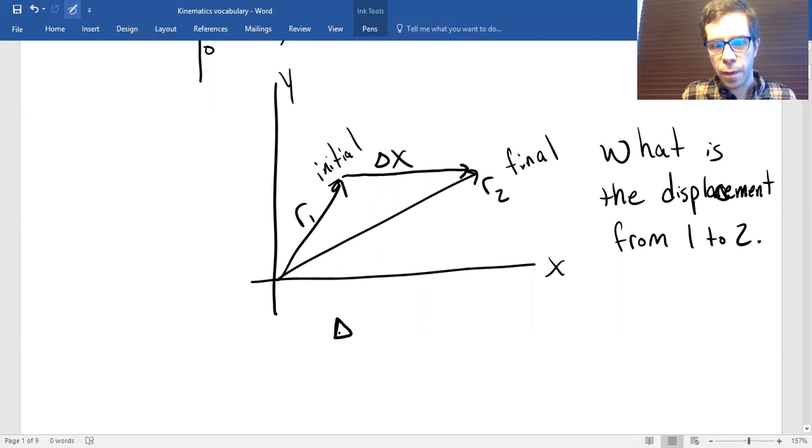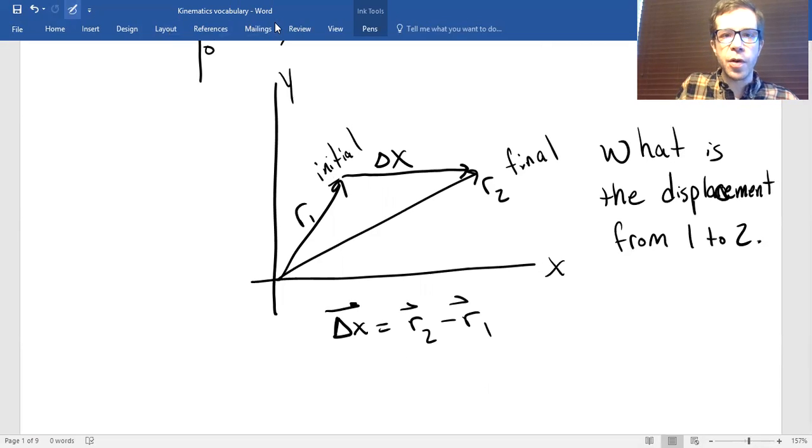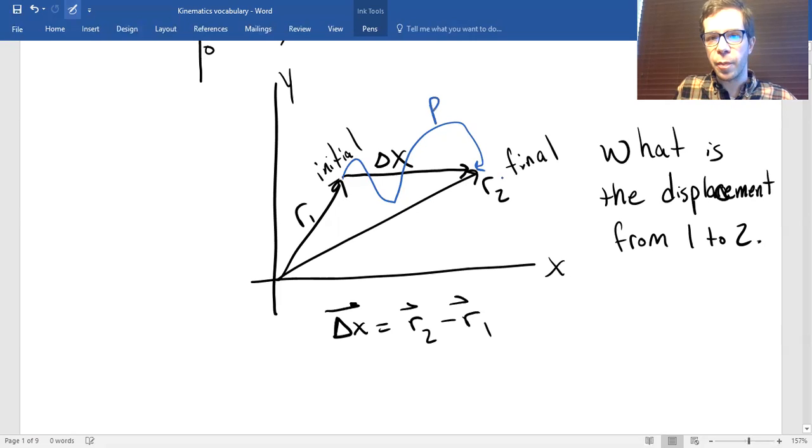When we talk about a delta, that's always the final minus the initial. Our final position here is R2, and our initial position was R1. So we're going to take R2 minus R1. And that would describe our displacement. And we note that that is a vector, right? So what I want to talk about next is, let me change my pen color here. What if instead of moving in a straight line, we went this way? I'll call this a path P.